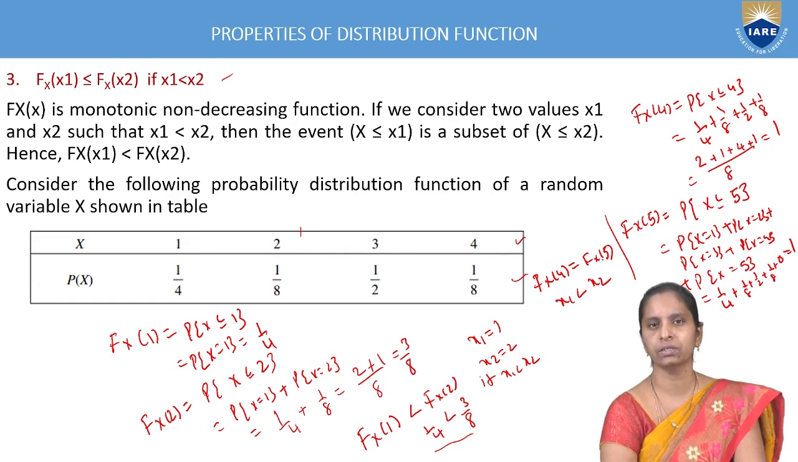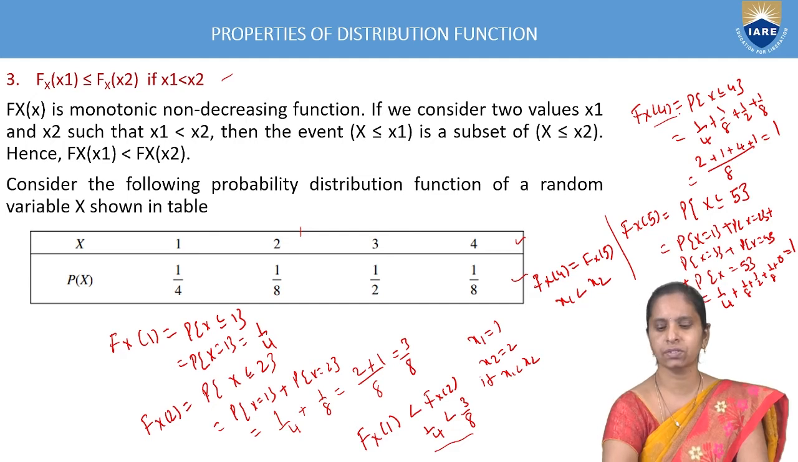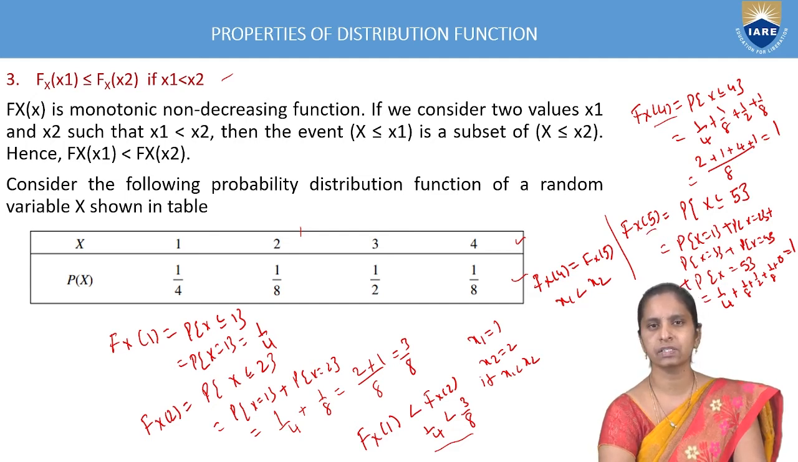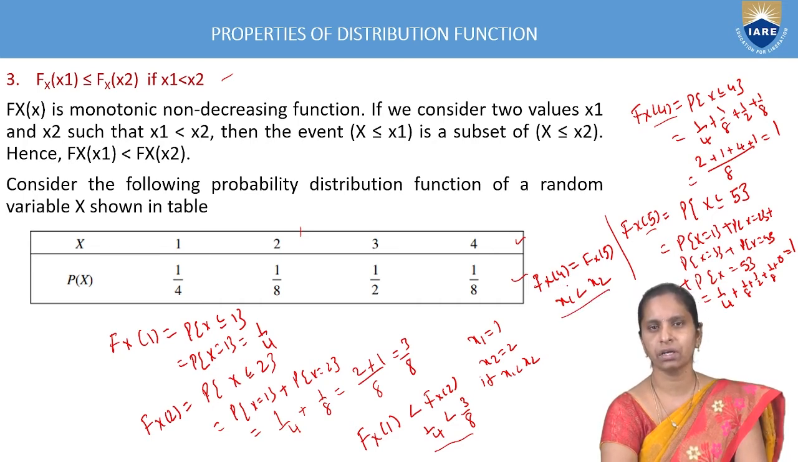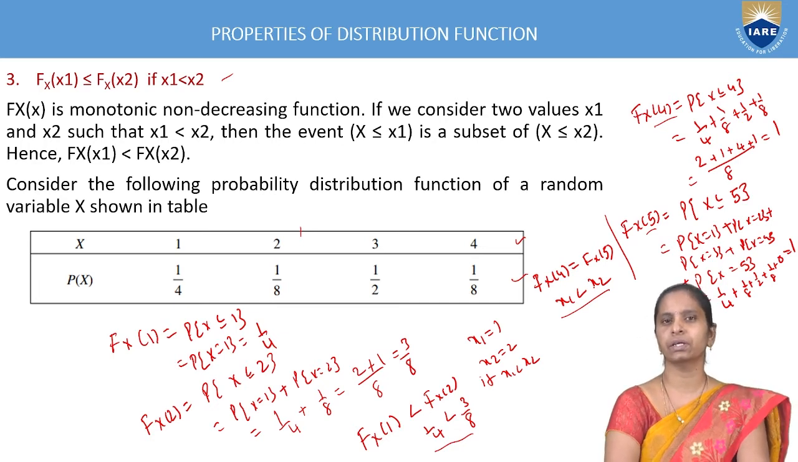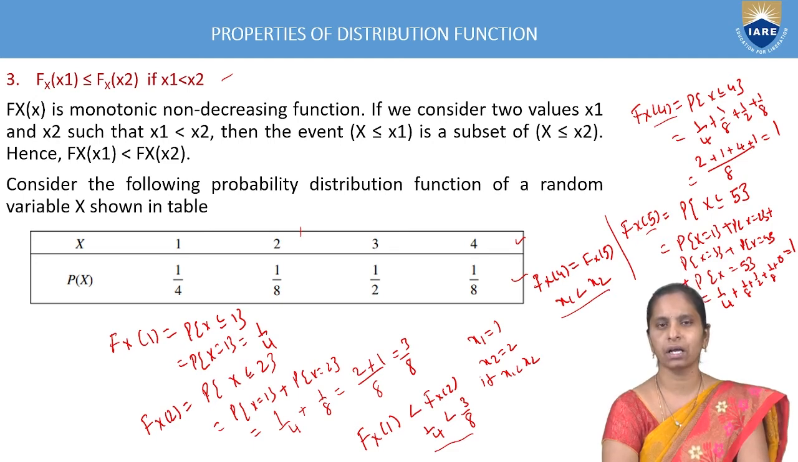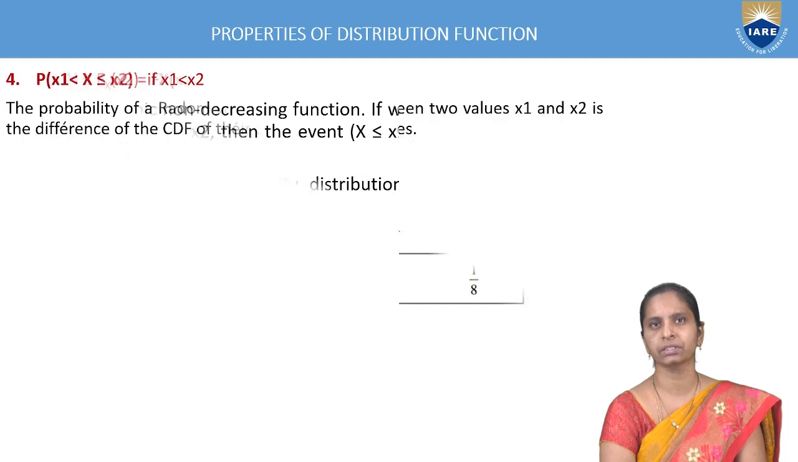For that, I have taken two values, x1 as 4 and x2 as 5, and I have calculated the corresponding distribution functions F(4) and F(5). If I observe this, both the values at x1 equals 4 and x2 equals 5 are equal. So even though x1 is less than x2, in this case I am going to get F(x1) equal to F(x2). Therefore the distribution function is always an increasing function of x, or else it is also called a non-decreasing function of x. So this is your third property of the distribution function.